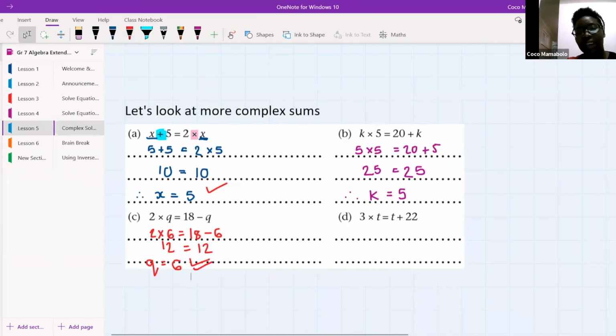Excellent stuff. Very well done, Ntikelo. Do you see how we do these sums? You don't always have to get it right the first time. You can try different numbers until you get to the right answer.